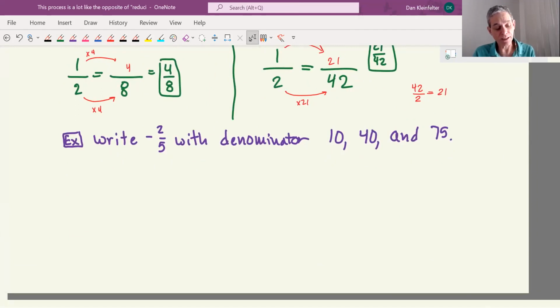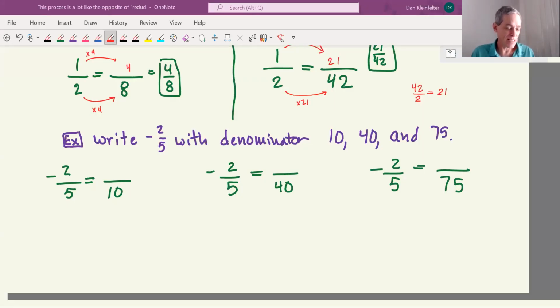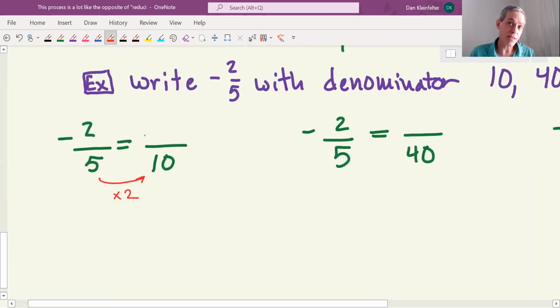We want to write the fraction negative 2/5 with a denominator of 10, 40, and 75. So try those, and then let's go through them together. All right, so let's see how these turn out. So if we want to find a fraction that is equivalent to negative 2/5, but with denominator 10, you can see that 5 would get multiplied by 2 to make 10. And so we would need to multiply the numerator by the same thing. So negative 2 gets multiplied by 2. This will give us a negative 4. So then our final answer is negative 4/10.